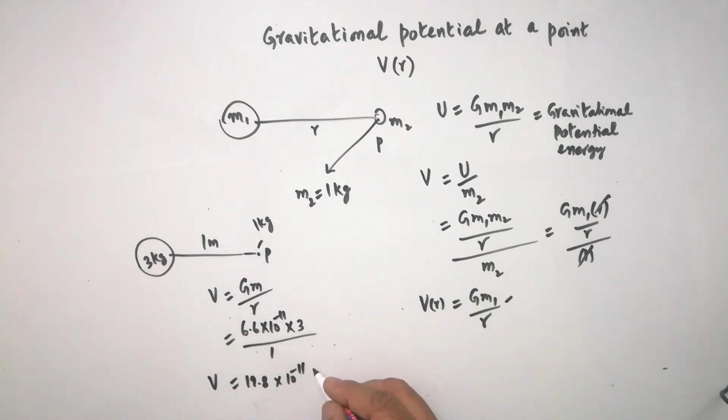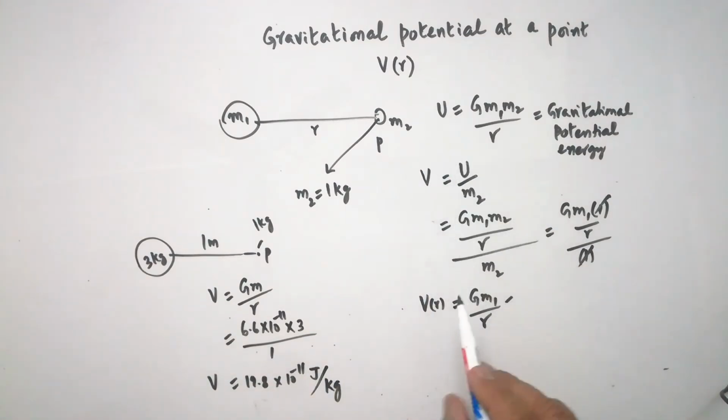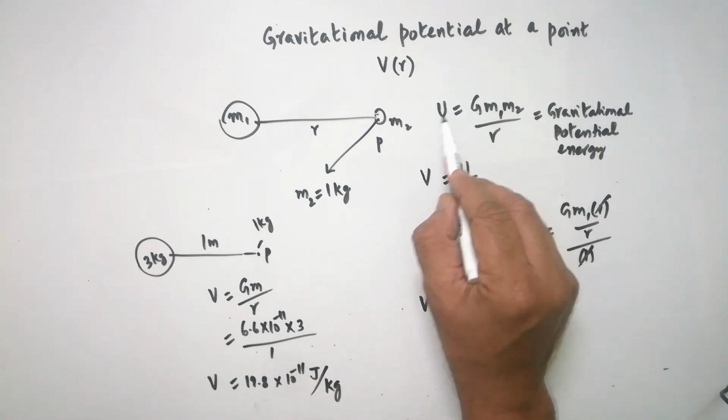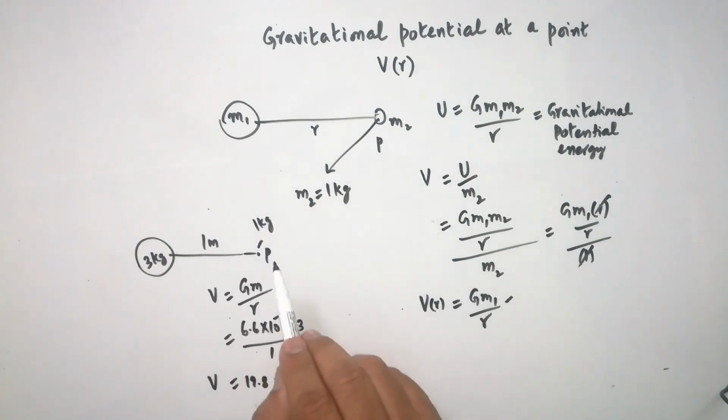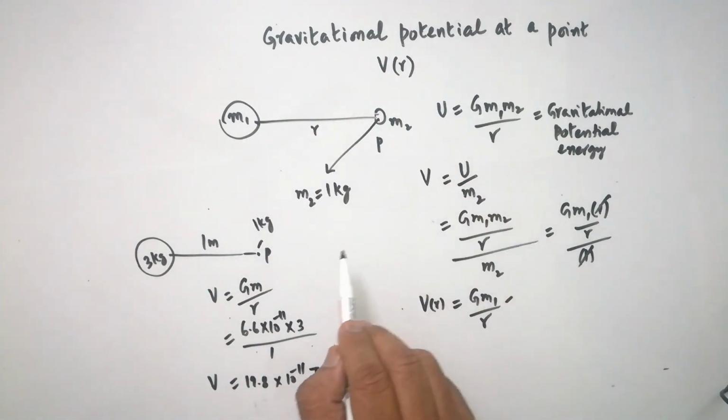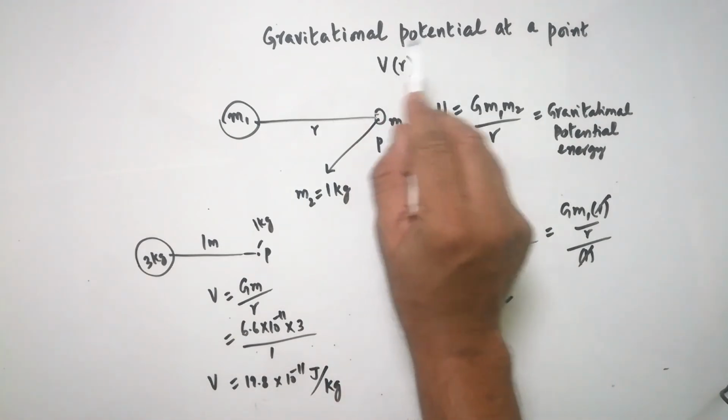This must be represented by the unit called joule per kg. This is the unit of V. Are you clear? So here V is different from U. To calculate V, what is required? U is required. U is called gravitational potential energy which is stored up in the system. Within these 2 masses, some amount of energy is stored up, that is U. But V is called gravitational potential.